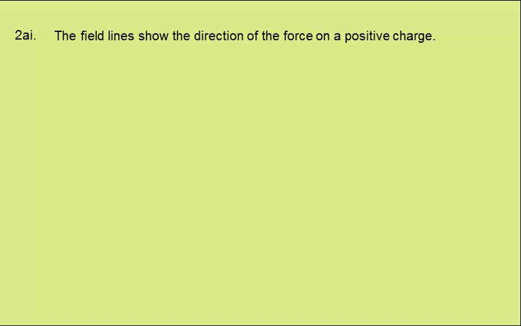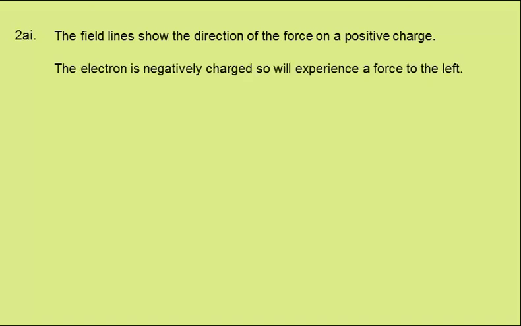In question 2a, we have a diagram showing an electron at a point in a uniform electric field at an instant when it is stationary. In part 1 we need to add an arrow to the diagram to show the direction of the electrostatic force acting on the stationary electron. Well, the field lines show the direction of the force on a positive charge. The electron is negatively charged, so will experience a force to the left.